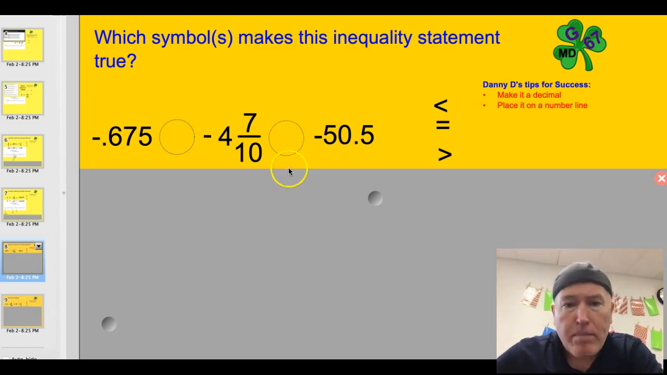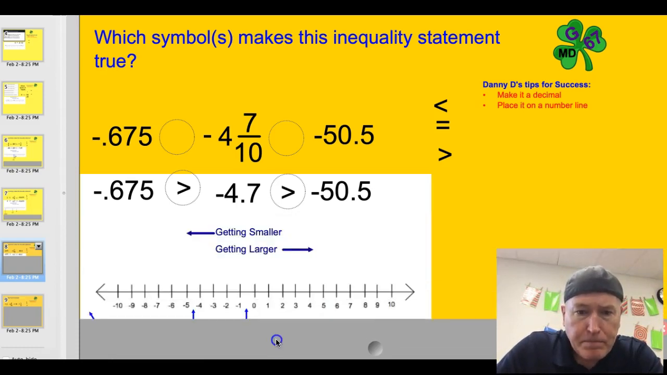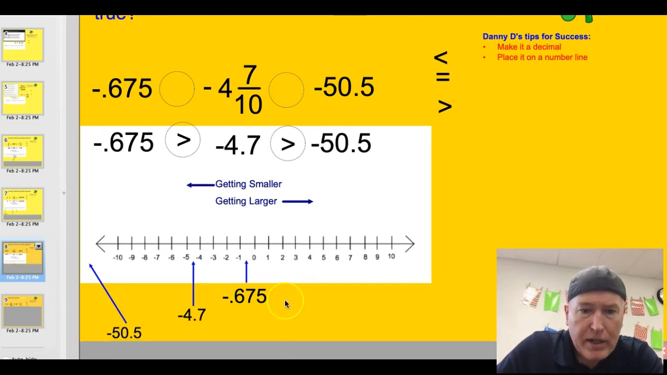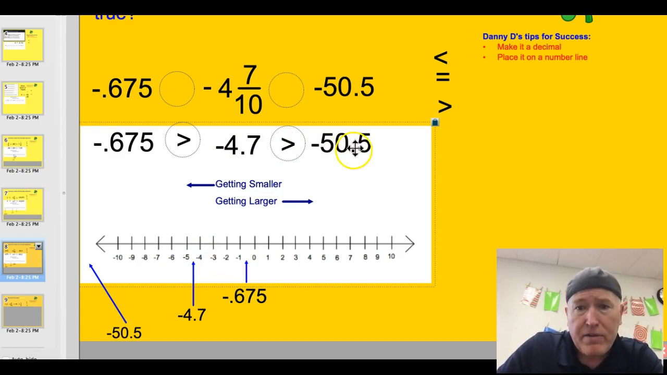All right, sorry, just messing around. All right, make them all into decimals. Here we did it. They're all negative numbers. Okay, and I already put the signs in. Go down here. Look, I plotted them. Look at this, it's negative 0.675. This is like 67 cents in the hole. I mean, that's not much money compared to $4.70 that you owe somebody, or $50.50, negative 50.5. So clearly you can see that this is the largest, and this is greater than negative 4.7, which is greater than negative 50.5.